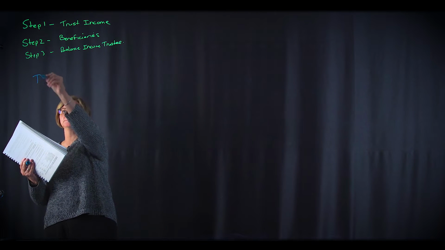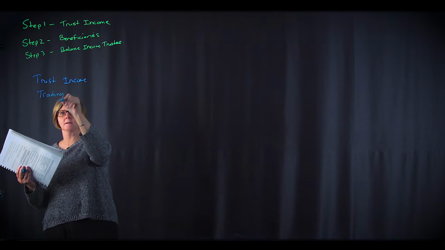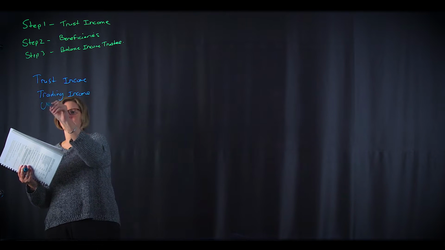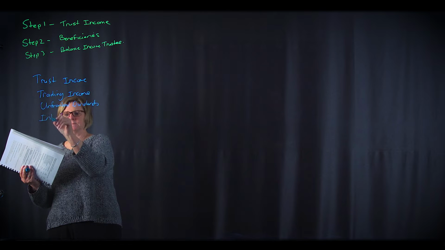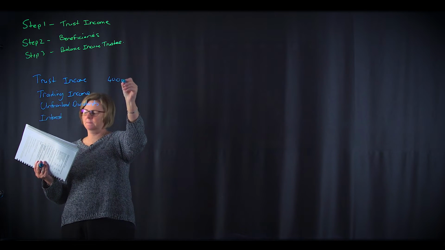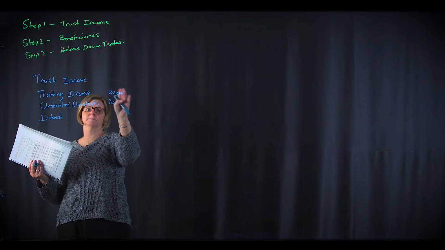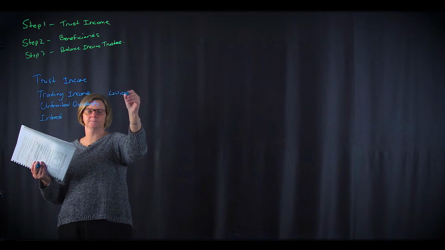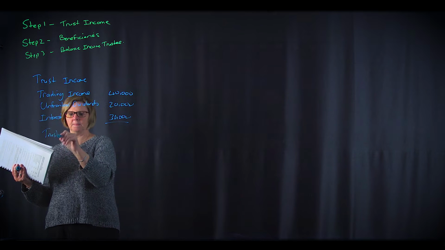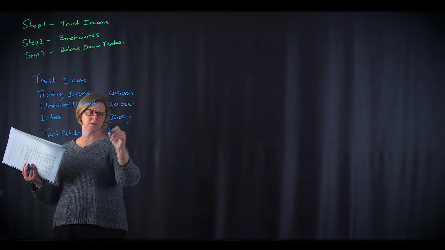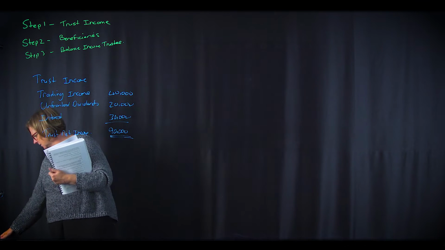So if we go to step 1, we can write that up. Step 1, trust income. We have the trading income, we have the unfranked dividends, and we have the bank interest. So we have $40,000 here, $20,000 here, and $30,000. Oops, sorry. So 40, 20, and bank interest of 30. So you have net trust income of $90,000. It is this trust income that we must distribute according to how the trustee has advised us.